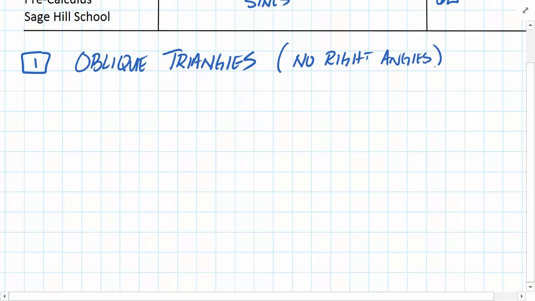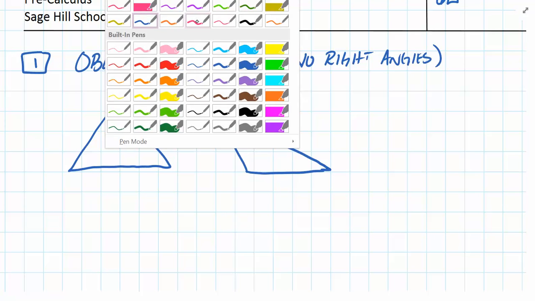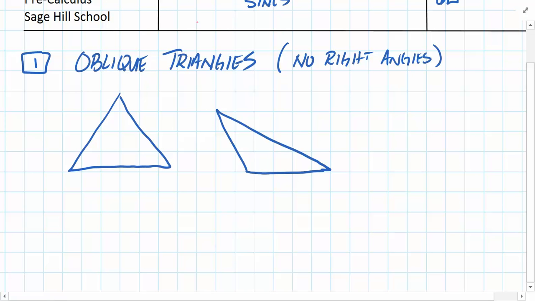Okay, so in that case, if there's no right angles, we can either have an acute oblique triangle or an obtuse oblique triangle. And for us, the way that we describe these oblique triangles is going to be as follows. Each oblique triangle has to have three angles. We're going to call those angles capital A, capital B, and capital C. Doesn't matter really where we put them. These are going to be the three angles of our oblique triangle.